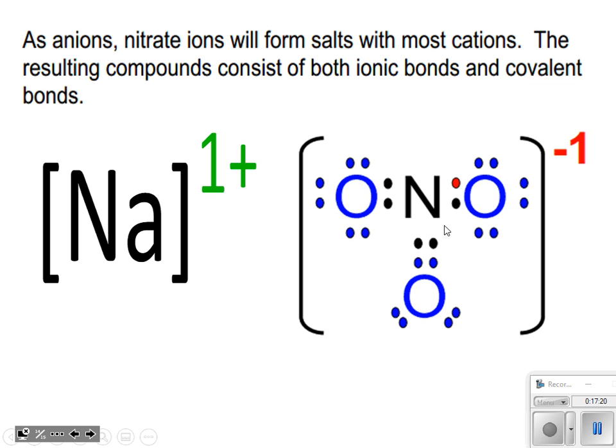So these are covalently bonded. They are sharing right here. Sodium then comes and gives up this 1 electron right there. So that is ionic bonding. So when we see these polyatomic ions, we know that it has both types of bonding: there is a transfer of electrons, and there's also the sharing of electrons.